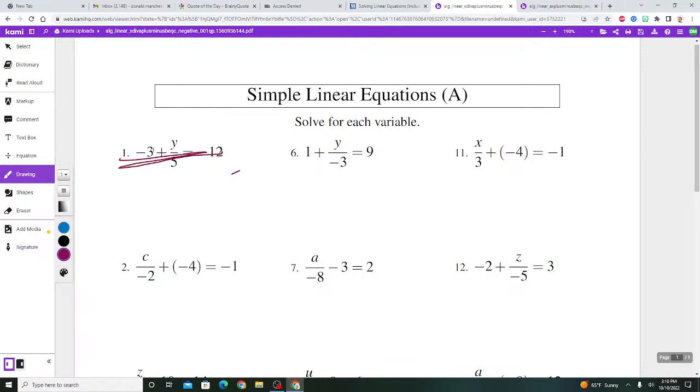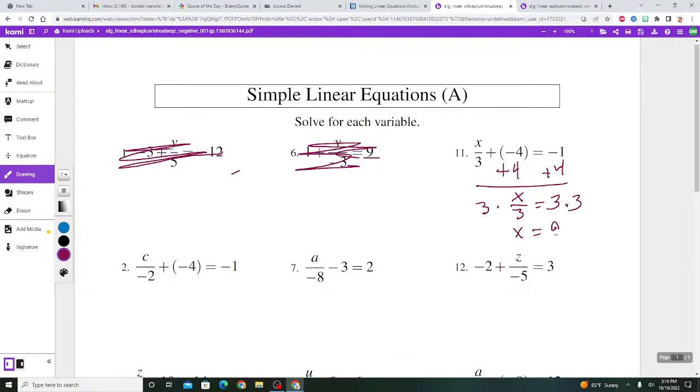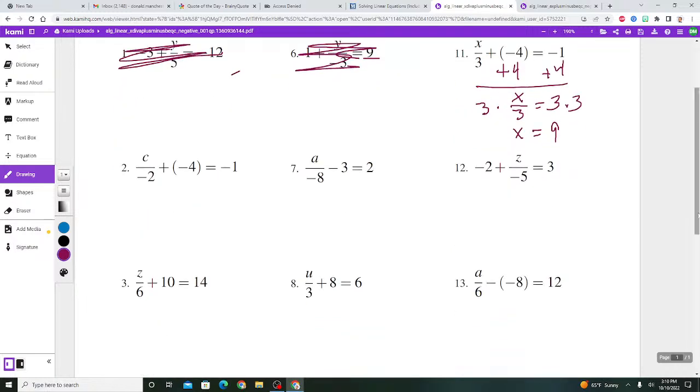I did the first 2 in class, so I won't do those. So I'm going to add 4 to both sides. X over 3 equals 3. Multiply both sides by 3. That gives us x equals 9. Over here, we're going to add 4 to both sides. So we get c over negative 2 equals 3. Multiply both sides by negative 2. And so c equals negative 6.